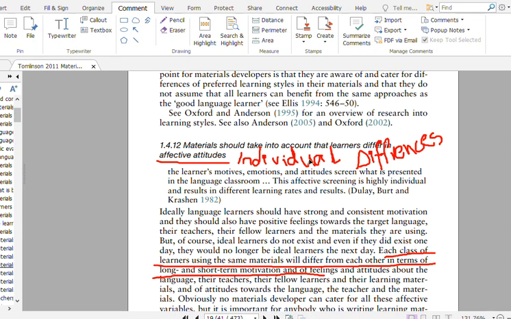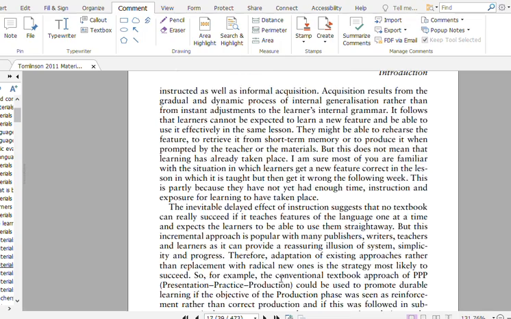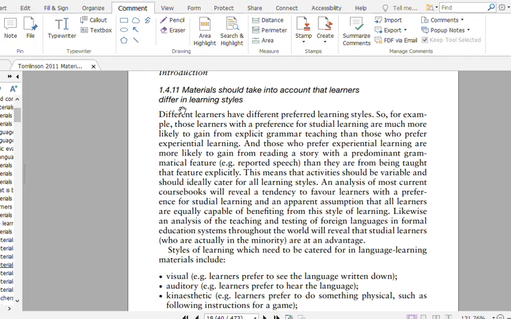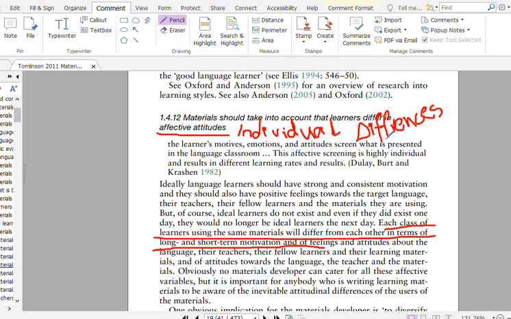Materials should take into account the learner difference in affective attitudes. Again, I mentioned this one. These two are actually the same. Learning style means in terms of cognition. But after this one, we have individual differences in terms of their emotion because of students' previous experience, previous backgrounds. Students may be different in terms of their emotional state. So the teacher, the materials, and the teaching should take into account these differences.